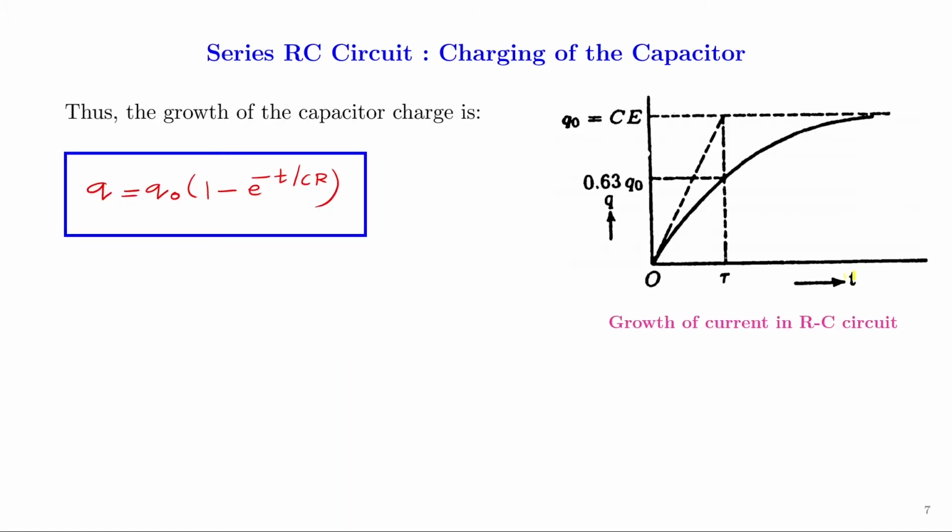So this quantity is shown graphically in this plot. On the x-axis we have time, and on the y-axis we have charge. We see that the charge increases exponentially with time until it reaches the steady state value, which is CE. So what you see here, this straight line represents the steady state value CE.